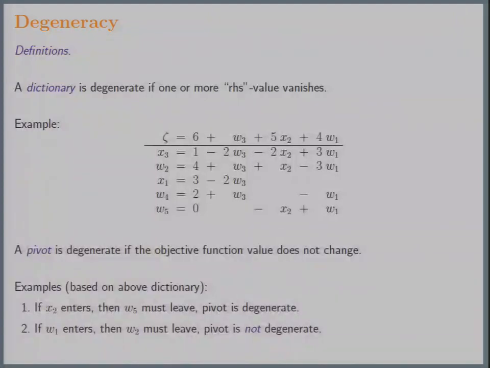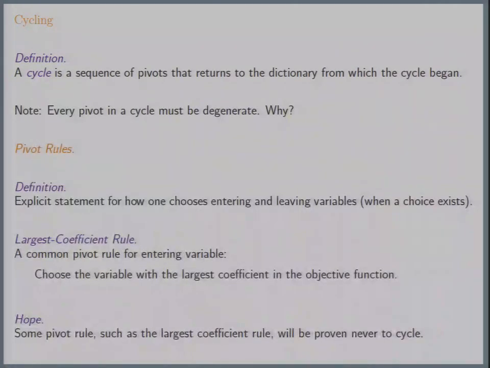Whereas if I pick x2 to enter, I'll do a degenerate pivot. I'll make no progress. And making no progress is a bad thing, because it raises the possibility that things can really go wrong. You could make a pivot and make another pivot, and come back to where you started. That would be a bad thing.